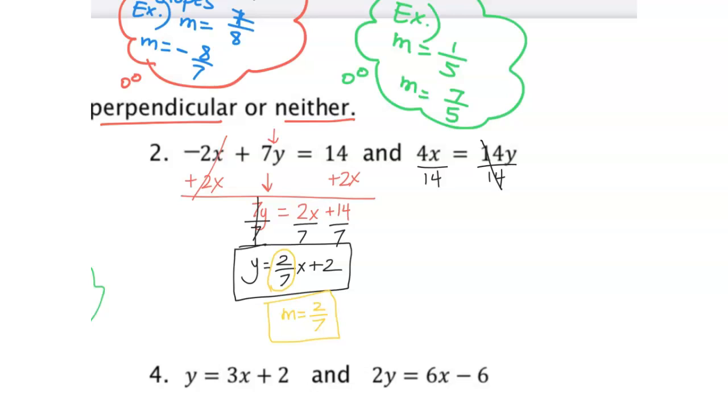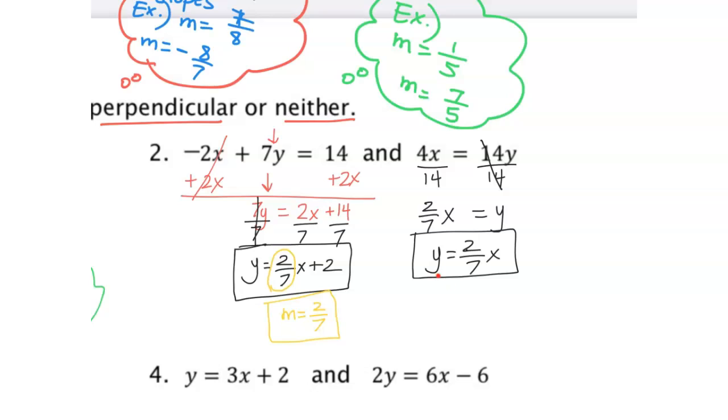14 over 14 gives us 1. So we're left with y equals 4 over 14. That's going to reduce to 2 over 7x. So y equals 2 over 7x. If you prefer to see y on the left side, then that's still just y equals 2 over 7x.